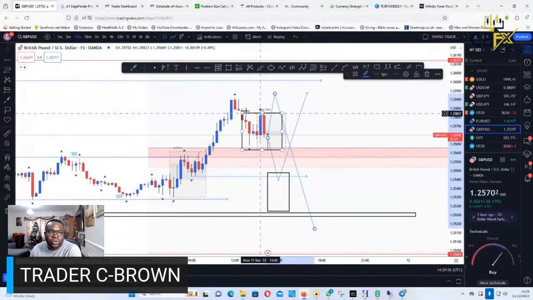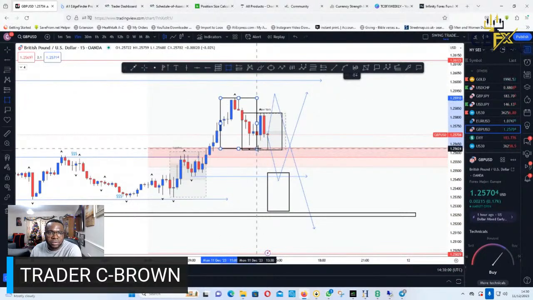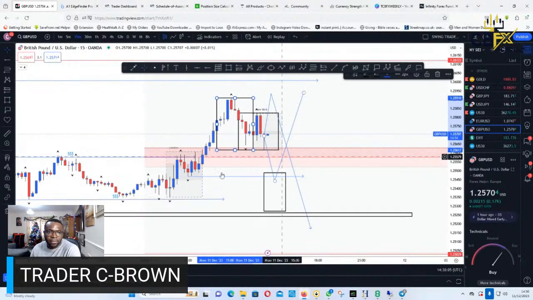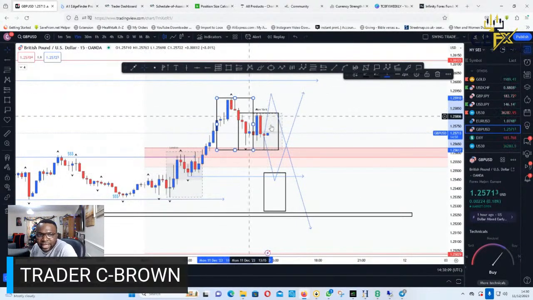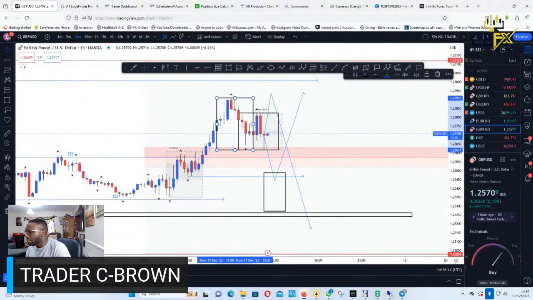So we have 2 zones of major liquidity pool. So we have this zone. Okay. This is external. This is internal. Okay. So I'm waiting for any of them to be grabbed. Once any of them got grabbed, we are getting in.